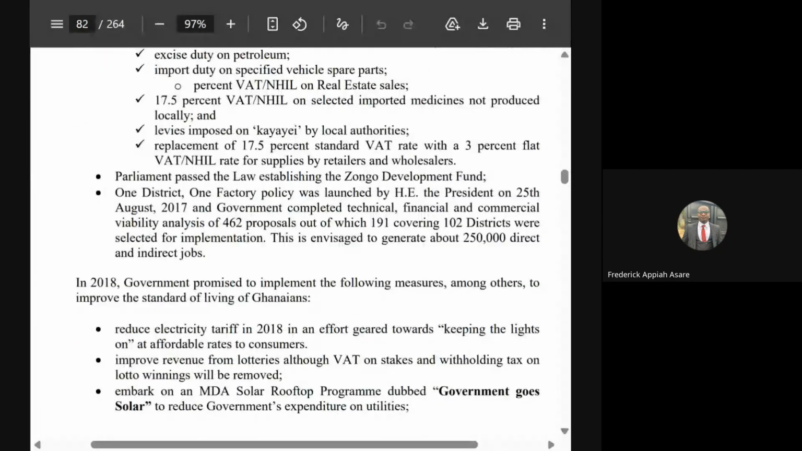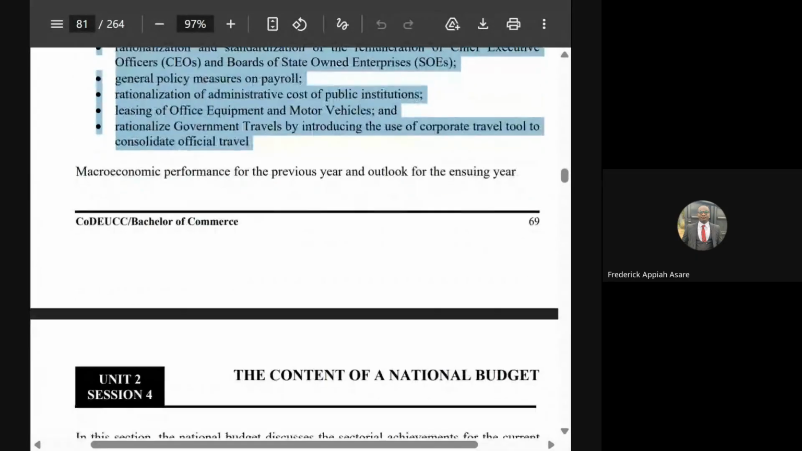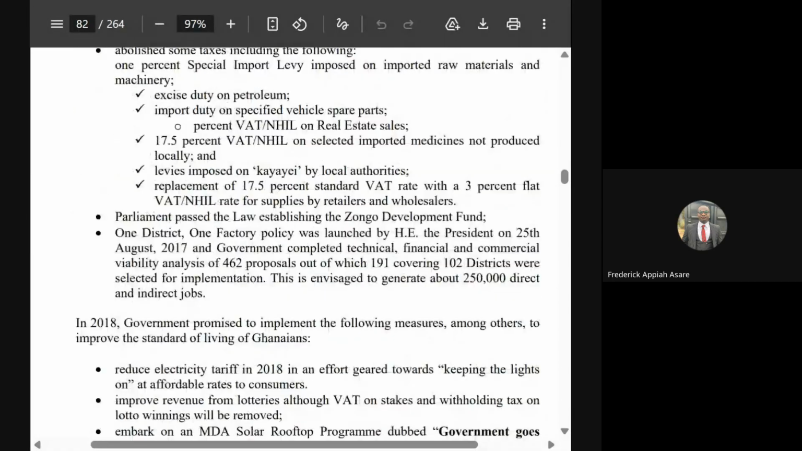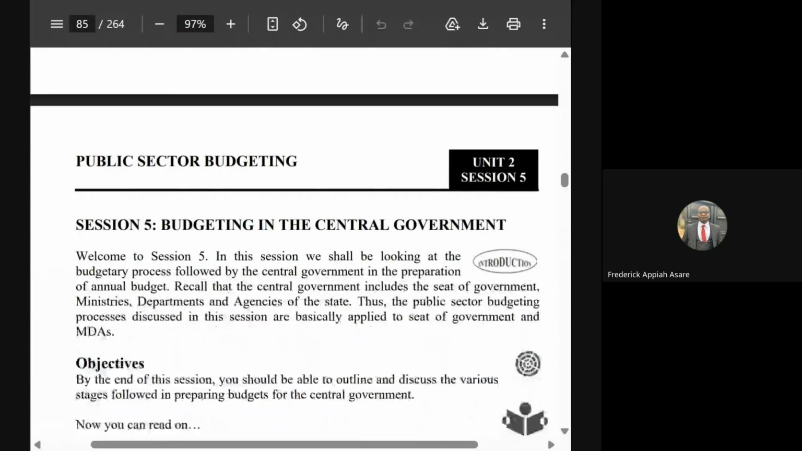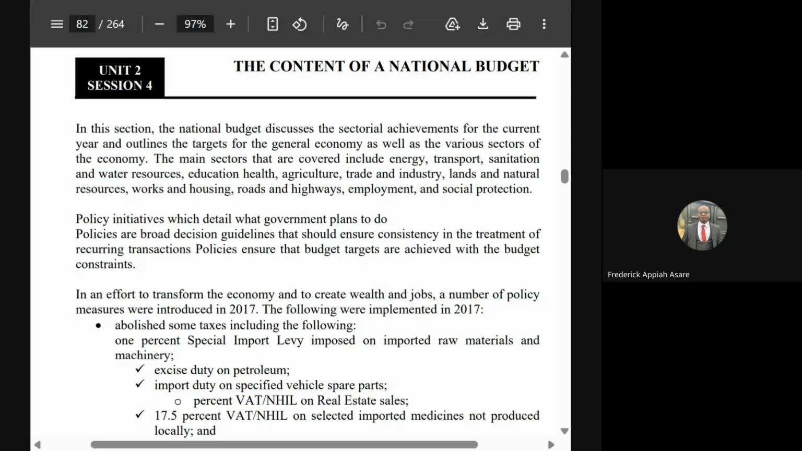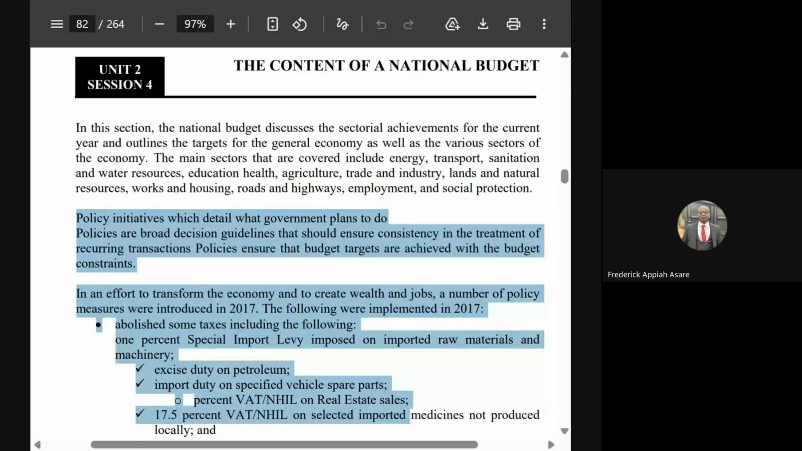So when they are done with it, they will also talk about the macroeconomic performance. And they will have the policy initiatives, everything that they have talked about.